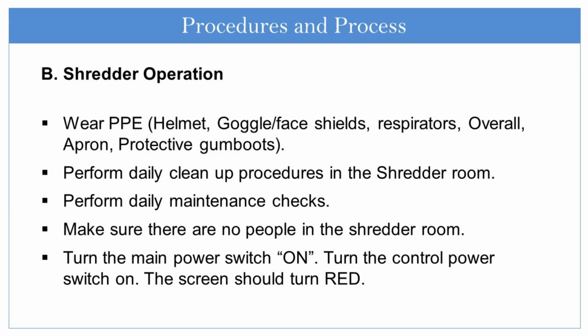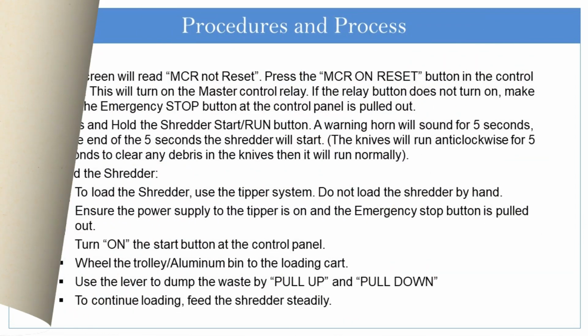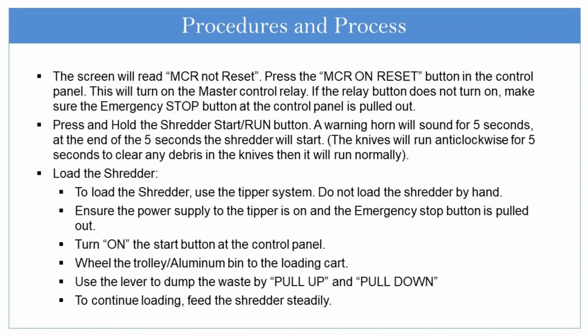Perform daily cleanup procedures in the shredder room. Perform daily maintenance check. Make sure there are no people in the shredder room except you. Turn the main power switch on. Turn the control power on, and the screen should turn red. After that, load the shredder, and you should know how to emergency stop the shredder if you think that it must be stopped and there is some problem.